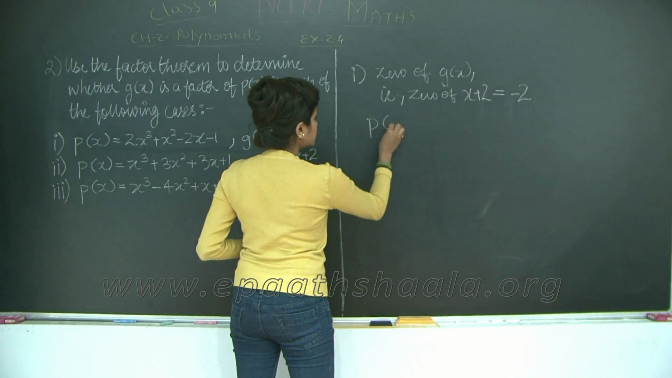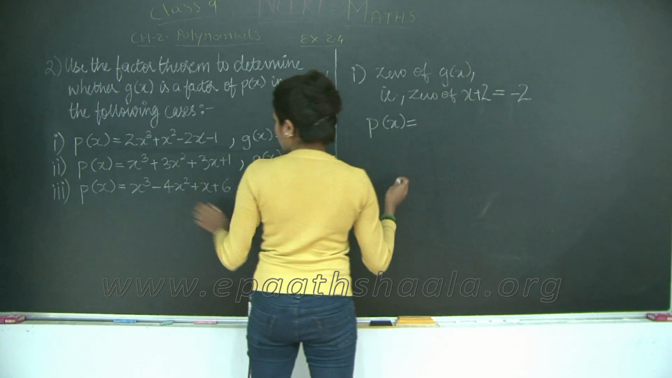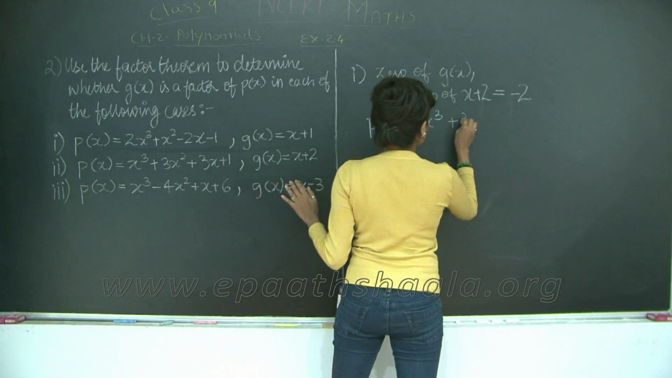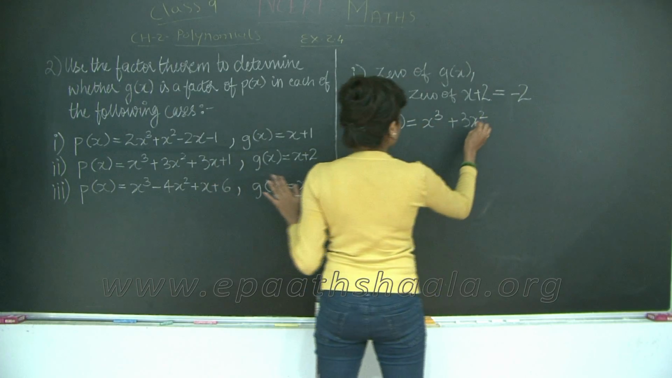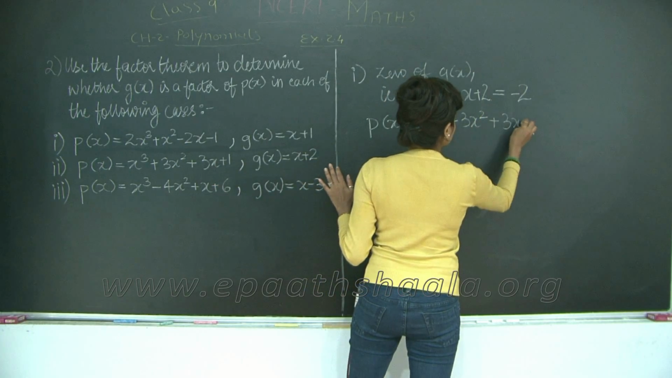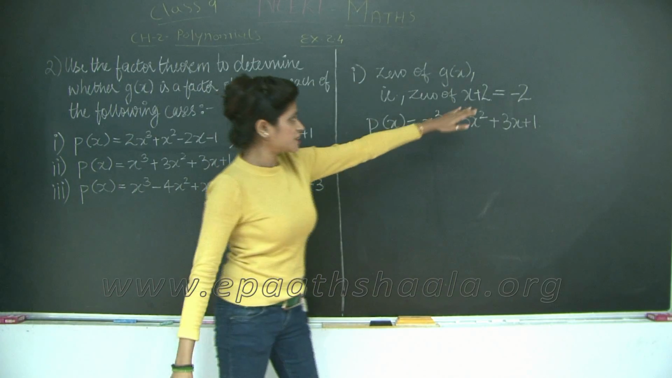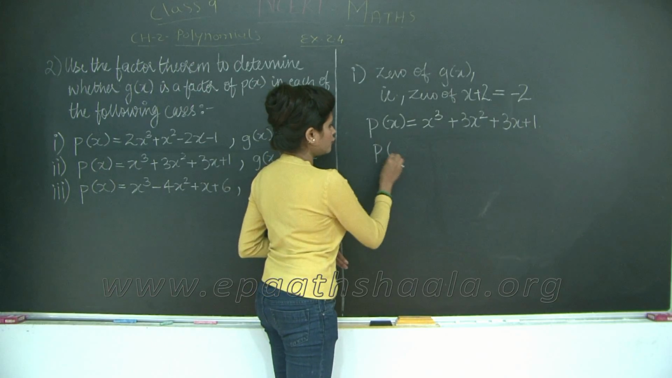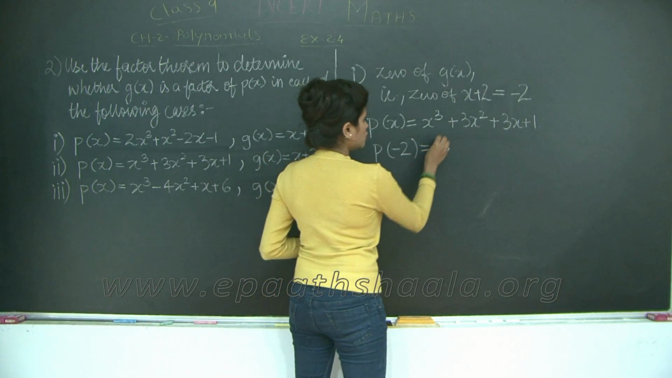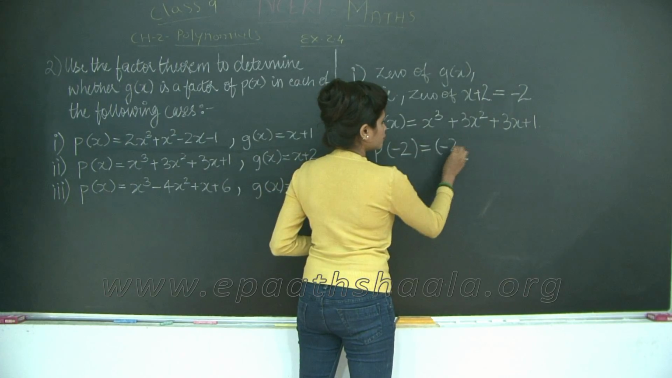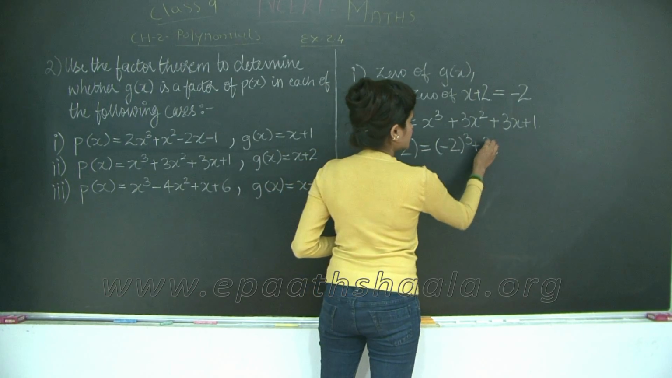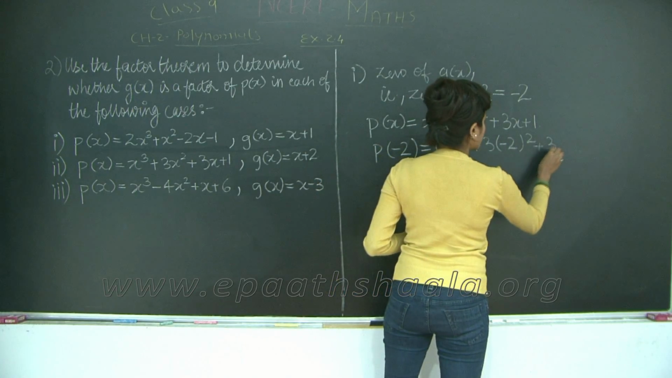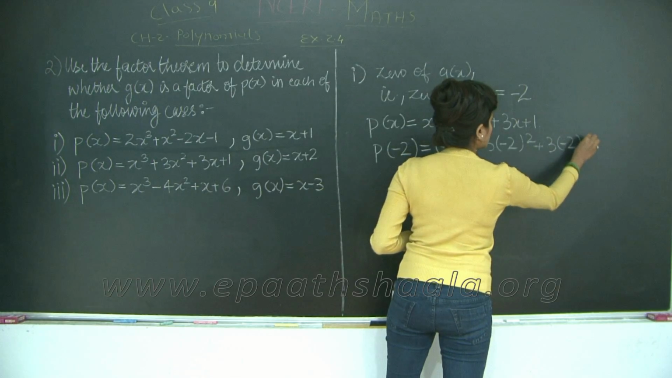So p(x) is equal to x cube plus 3x square plus 3x plus 1, right? Substitute x is equal to minus 2 in this expression. So p of minus 2 is equal to minus 2 the whole cube plus 3 into minus 2 the whole square plus 3 into minus 2 plus 1.